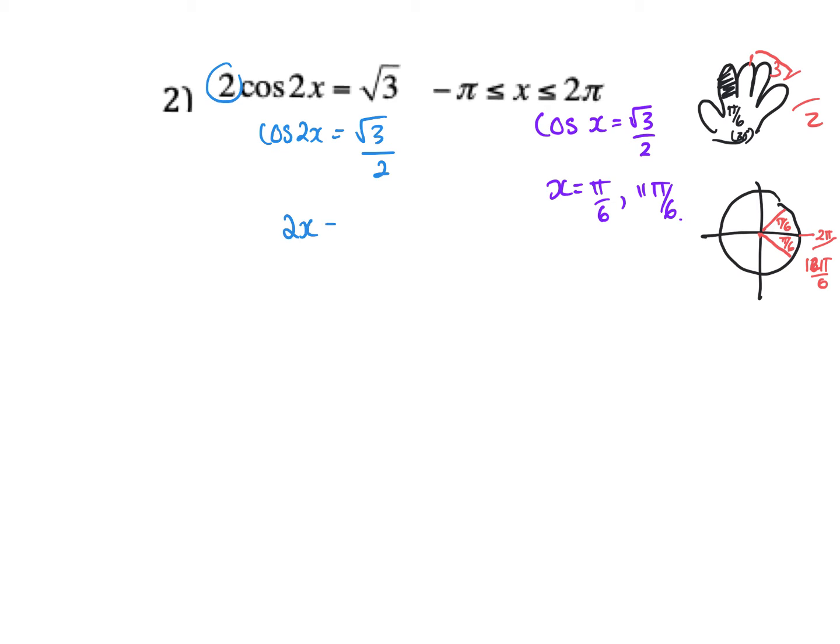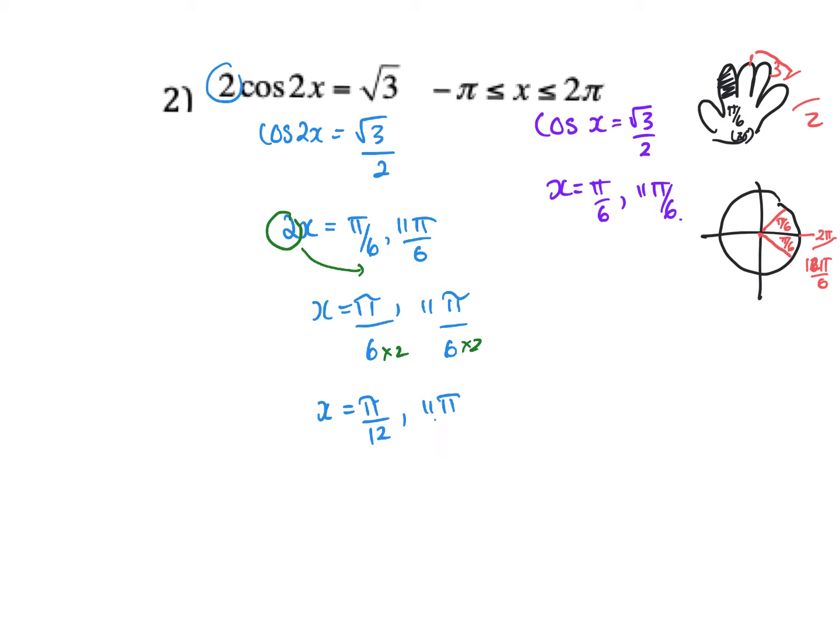Back in our working, we'll just write when 2x equals either pi on 6 or 11 pi on 6. But we've got this 2 here and we have to move it. So we move it across, and it divides those answers. So times by 2, times by 2, and we end up with our 2 answers: pi on 12 or 11 pi on 12.